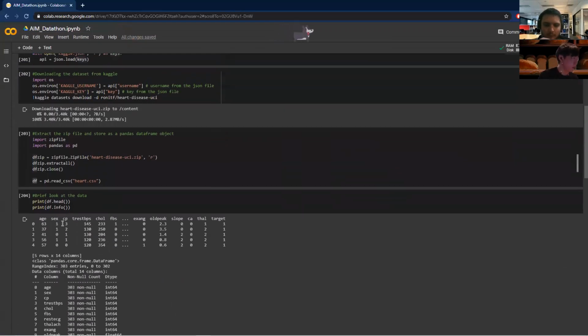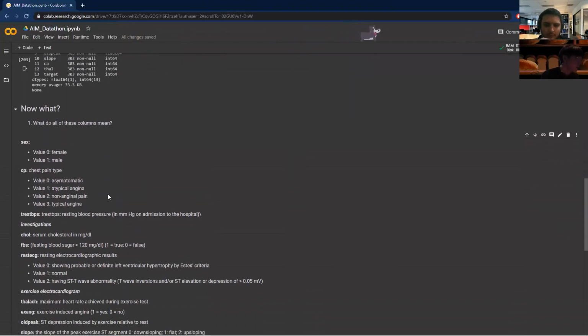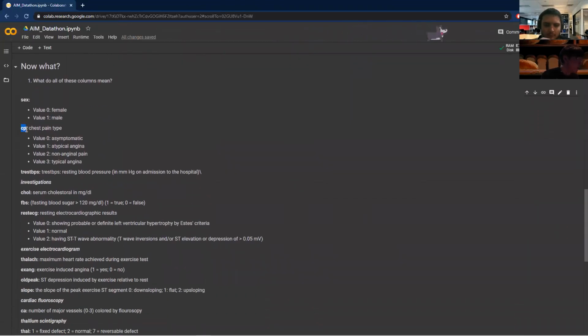So now you know what this means. And then CP stands for chest pain, and it's divided into 4 values, 0, 1, 2, 3. That's because there are different types of chest pain, and this is all obtained through clinical history. They've inputted that value from that history.